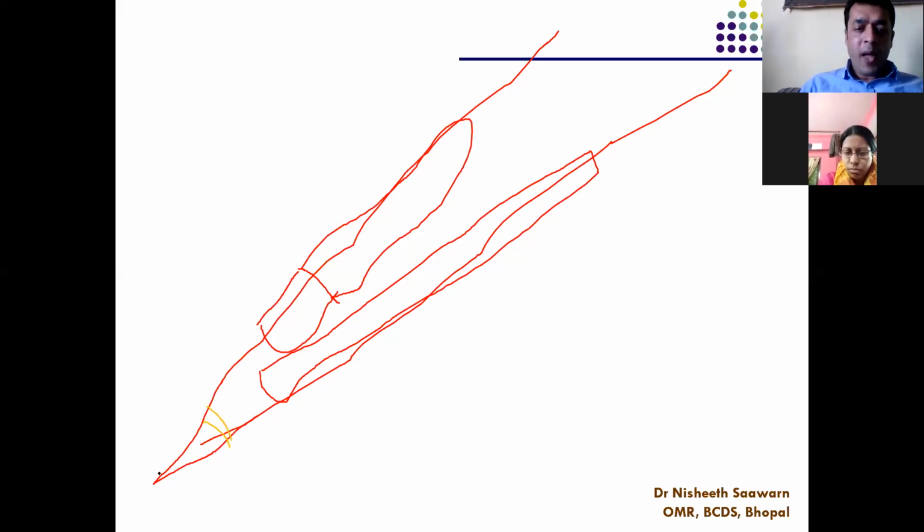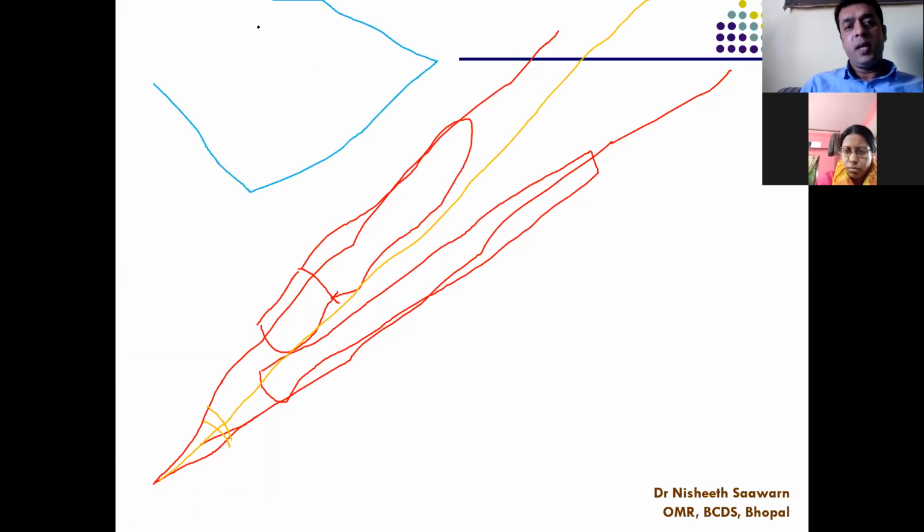We imagine a line which bisects this angle. Then we position the X-ray cone in such a way that the central beam passes through the apex of the tooth and falls at 90 degrees to this imaginary bisector.